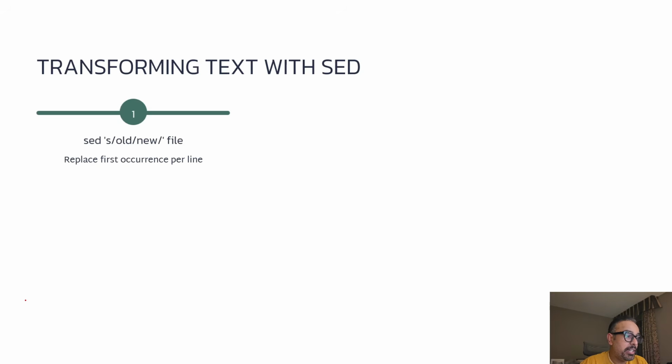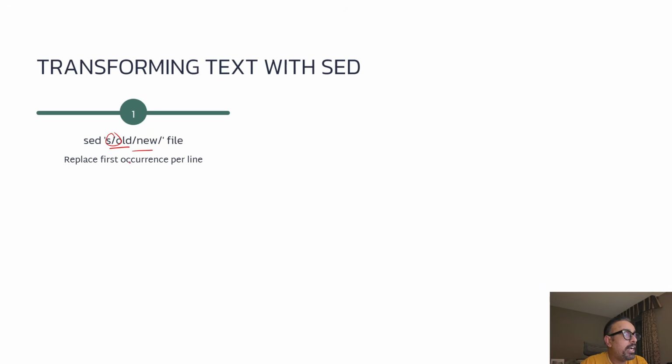First is sed dash s old new. So what we are doing over here is, this is going to replace the first occurrence of old over here with new on each line. So the s over here that we are using stands for substitute, and this is the most basic form of sed replacement.